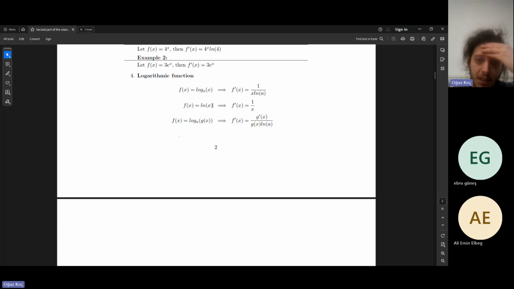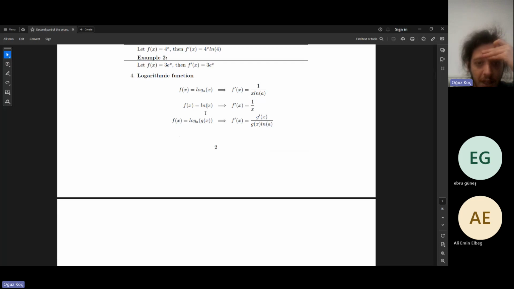And also we have the ln function, the natural logarithm function. If you take the derivative of it, it simply gives 1 over x, because the base here is e. If you put e in here, it gives you 1. Therefore, it's simply 1 over x.